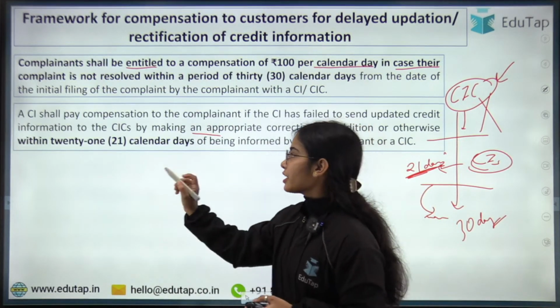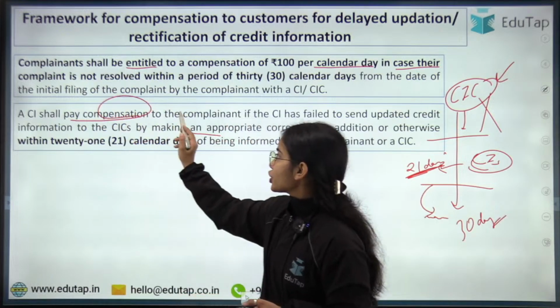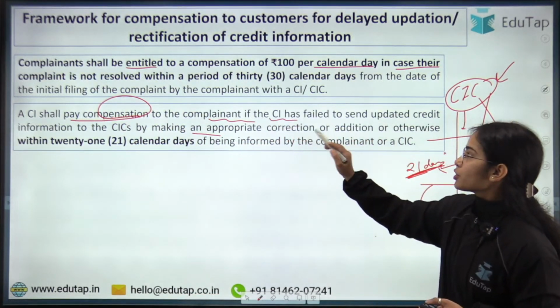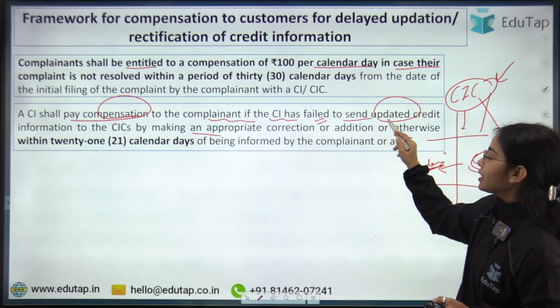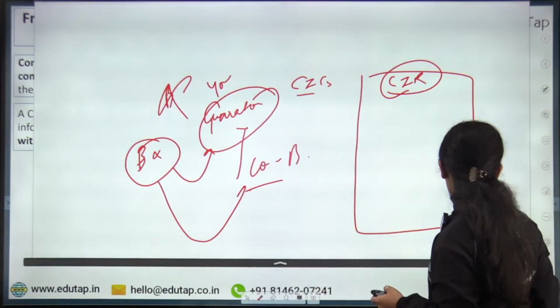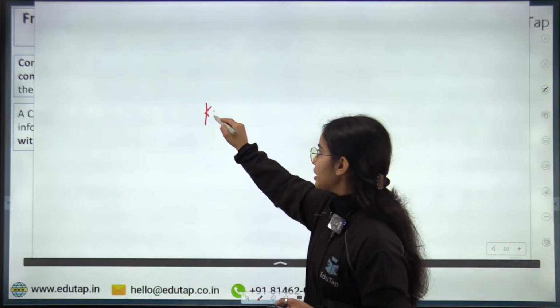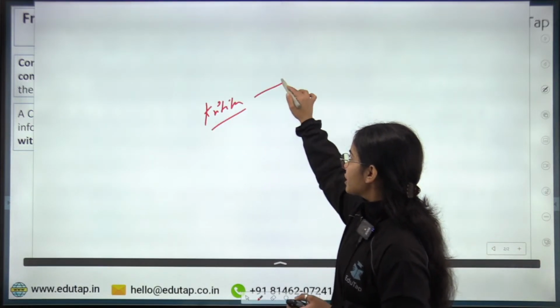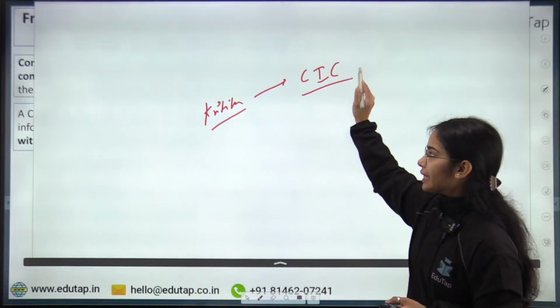So the idea is that the credit institution shall pay a compensation to the complainant if the credit institution has failed to send the updated credit information to the CIC. So basically, let's say Kritika, that is me, has raised a complaint with the credit information company that my data is wrong.